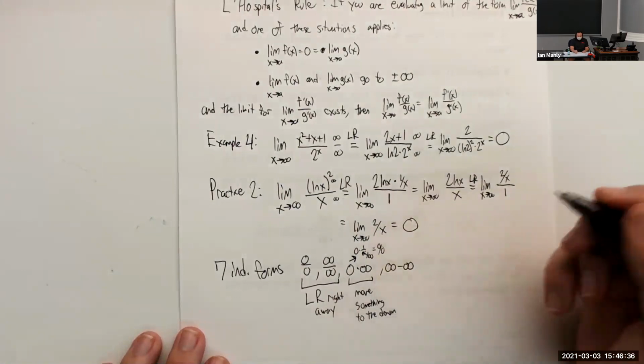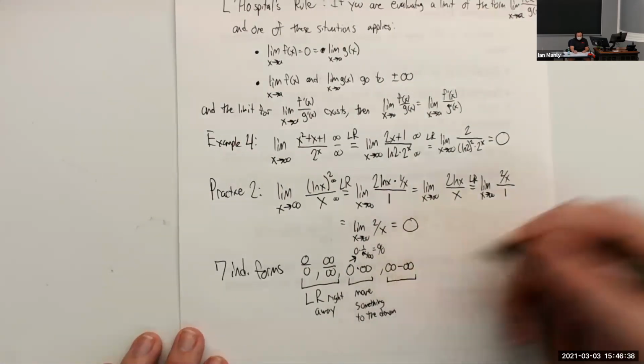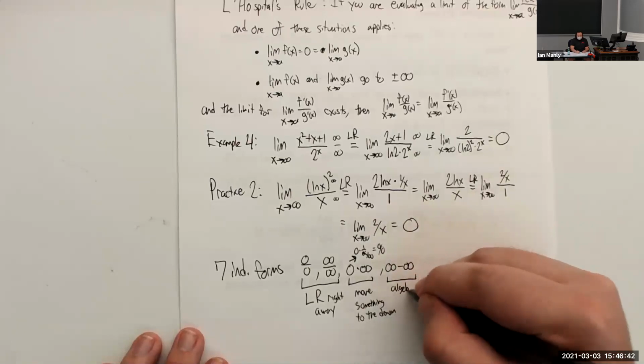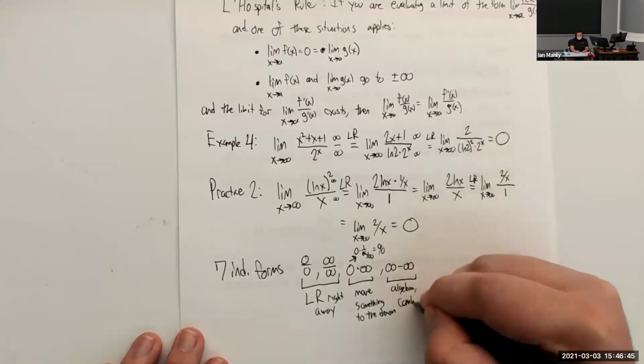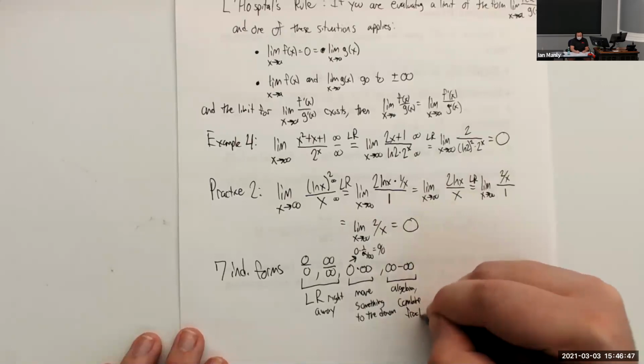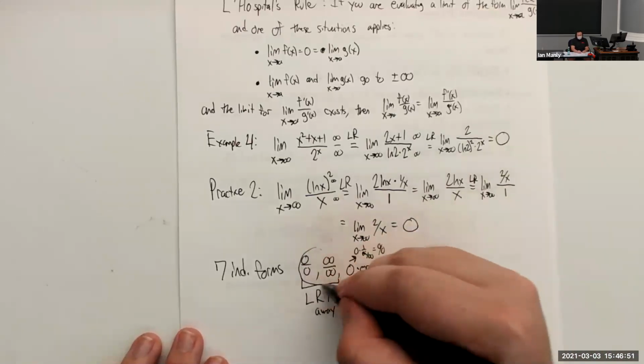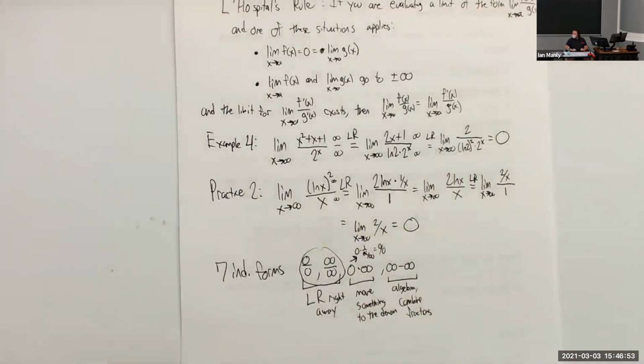Infinity minus infinity, what do we do in this scenario? We usually use algebra or combine fractions in some way. And then we would turn it into one of these. So the goal for all of these indeterminate forms is to get to one of these two right here.